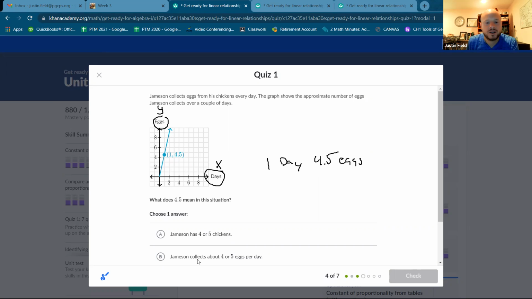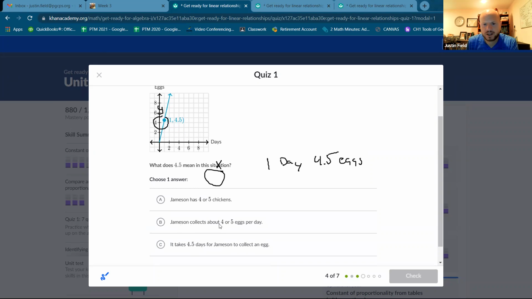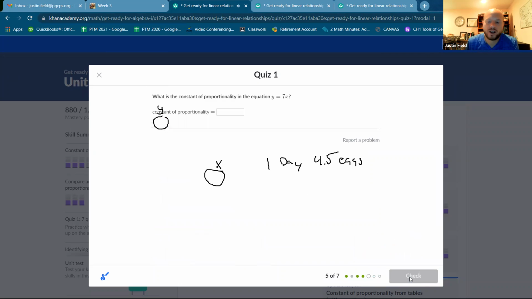That's what it means. So Jameson has 4 or 5 chickens? No. Jameson collects 4 or 5 eggs per day? Yes. It takes 4.5 days? No, it takes 1 day. You see? So just knowing what the variables represent, you can write a sentence to make sense of the problem.